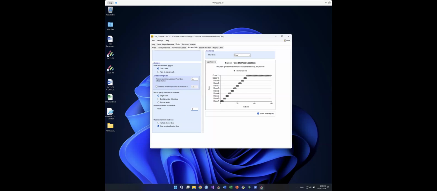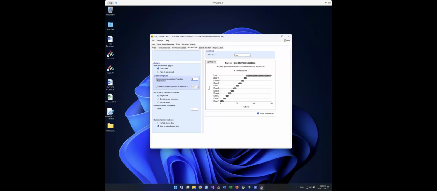Then you can also specify here in dose clearing rules the minimum complete subjects on or near a dose that we need before clearing a dose. Clearing a dose means that we are happy to escalate, and this number is 3. Remember, I mentioned that we pretend to be in a situation where we're coming from many people being familiar with the 3+3 design, where you always need 3 patients on a dose complete before you would consider escalating.